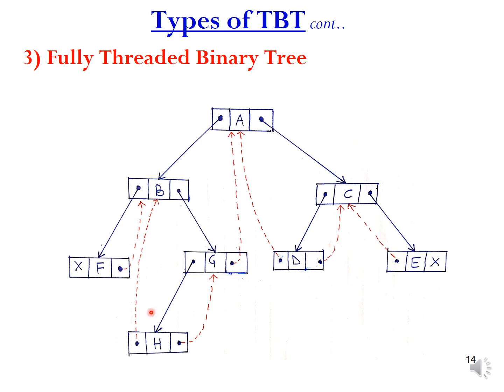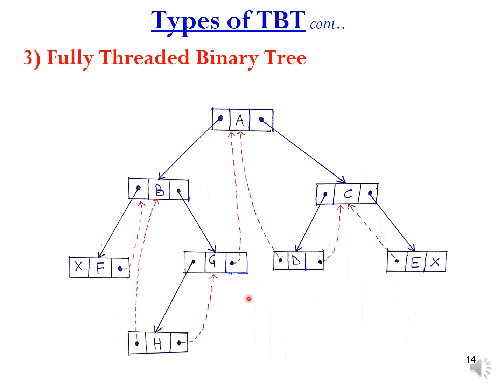and the left null pointer of node H is pointing to its in-order predecessor, which is node B. The right null pointer of node H is pointing to its in-order successor, which is node G. The right null pointer of node G is pointing to its in-order successor, which is node A, and the left pointer of node D is pointing to its in-order predecessor, which is node A. In the same way, the right null pointer of node D is pointing to its in-order successor, and the left null pointer of node E is pointing to its in-order predecessor.